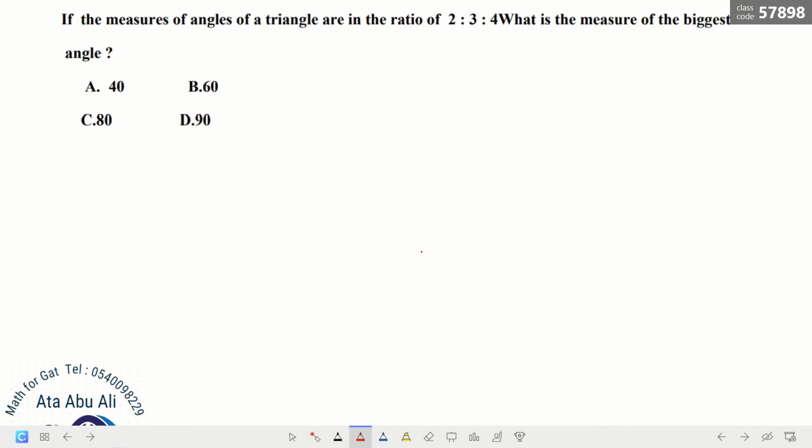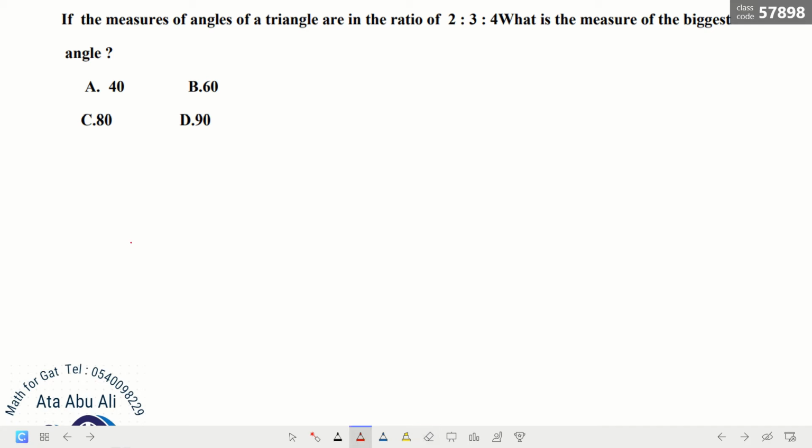Now, if the measures of the angles of a triangle are in the ratio of 2, 3, and 4, what is the measure of each? We have to add the sum of the ratios. First of all, I have a ratio. That means I want to find them like that. So, for example, I can multiply 2 times x, or let us do it in another way, an easy way.